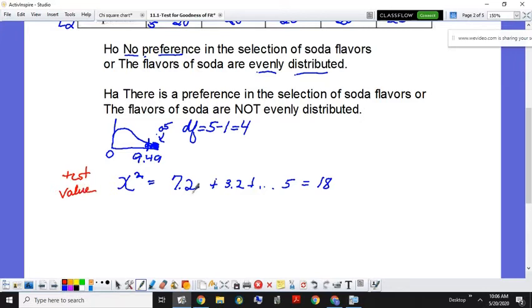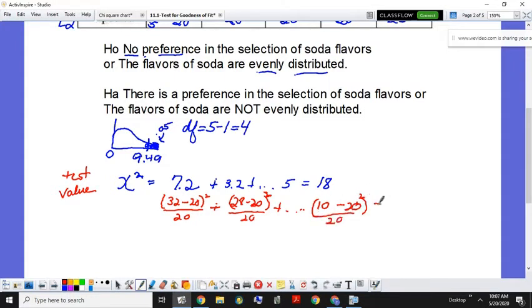Okay, where does this come from? This comes from O, which was cherry, 32 people, minus, we expected 20, squared, over 20. That's where that comes from. Plus, the second one is 28 minus 20 squared over 20. Plus, the last one was the grape. Remember, the grape was bad. Only 10 people liked grape. O minus E squared divided by 20. That adds up to 18.